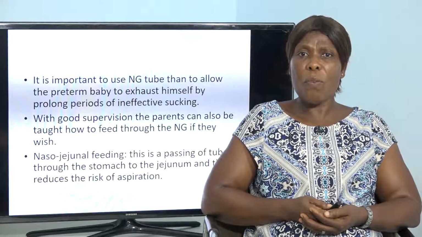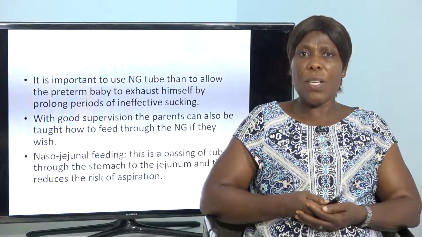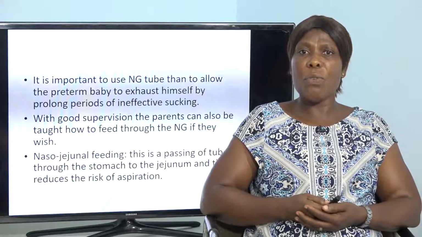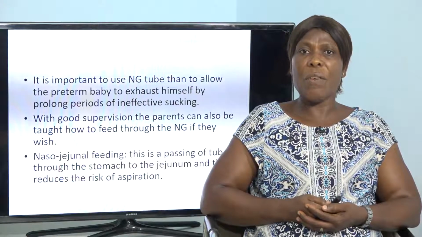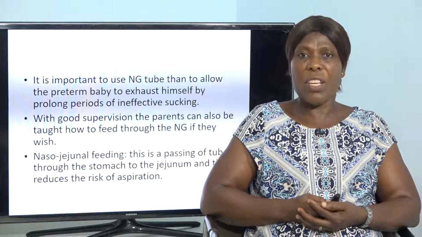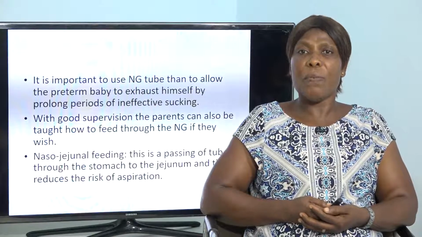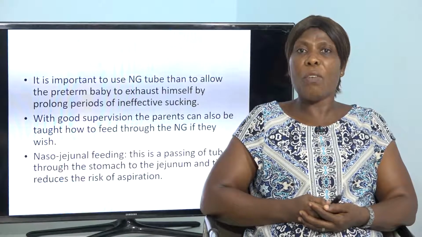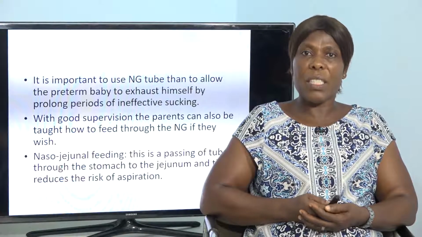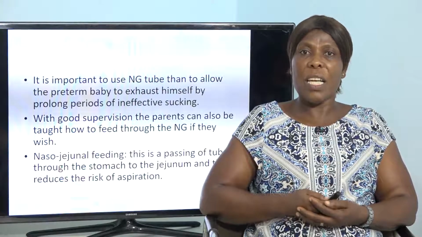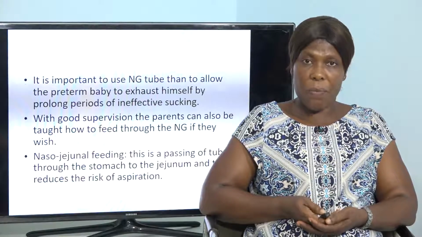We can also use the nasojejunal feeding, where we pass through the stomach into the jejunum, and then we reduce the risk of aspiration. Because most of them do aspirate the feed, and then they die of aspiration pneumonia. So we need to avoid the aspiration, and then we use the nasojejunal method of feeding.